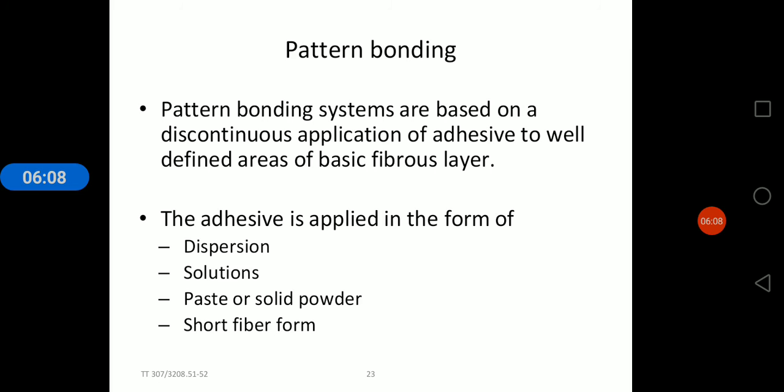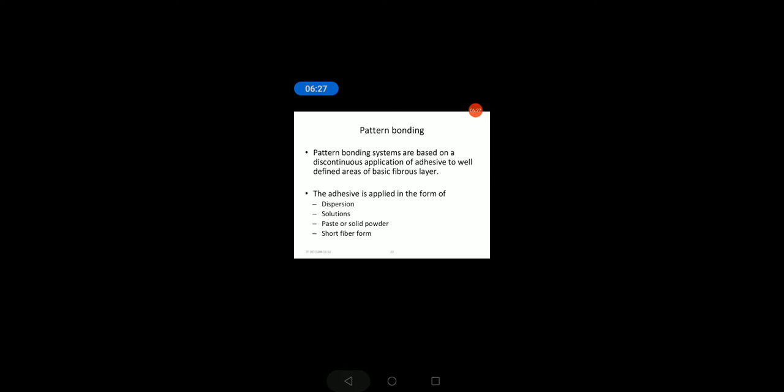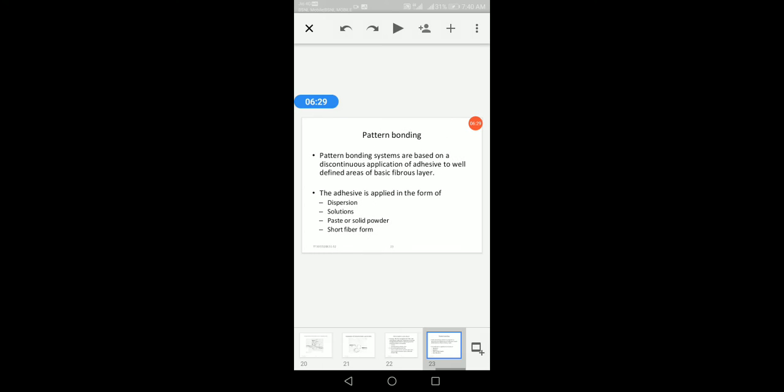Pattern bonding. Pattern bonding systems are based on a discontinuous application of adhesive to well-defined areas of the basic fibrous layer. The adhesive is applied in the form of dispersions, solutions, paste or solid powder, or short fiber form. These are the different types of bonding techniques used in the non-woven fabrics.